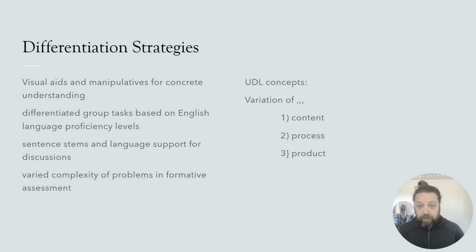Okay, so differentiation strategies, very important, right? We're going to have lots of different types of learners in the classroom. We want everyone to succeed. So there are some things that we can do to specifically support the English language learners in the classroom. There are also some principles of universal design for learning that are useful for every student, including English language learners.